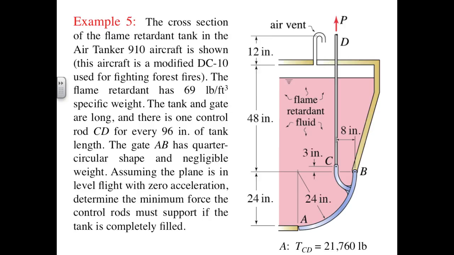Here we have a model of the compartment in the belly of the aircraft. We are told the retardant has a specific weight of 69 pounds per cubic foot, and that one of these control mechanisms exists for every 8 feet of fuselage. We are asked for the minimum force the control rods must exert if the tank is completely filled. One of the ambiguities of the problem statement has to do with what is meant by completely filled. One interpretation is that we fill the compartment up to the ceiling, in which case the depth of retardant at B is 4 feet.